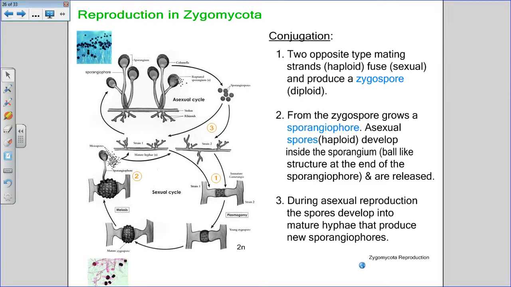Okay, so this is showing a picture up here in the corner of the asexual structure. So the sporangiophore, remember, is the asexual structure in the bread mold. And what happens is they will produce spores, sporangiospores, that will land on the surface, and they'll form strains or new strains that will start to grow. Each of these is what we call haploid, where they have one copy of chromosomes.